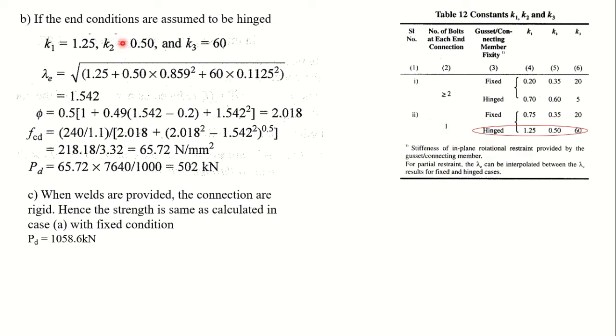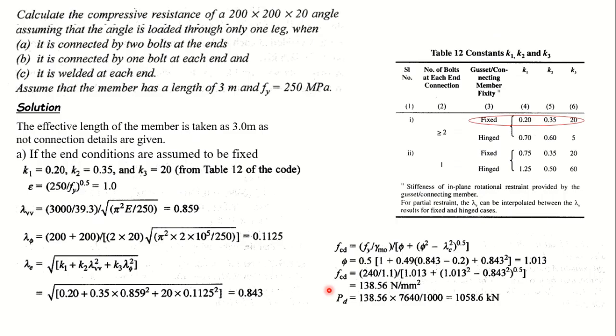So in this case, k1 is 1.25, k2 is 0.5, k3 is 60. And what happens to lambda e? Our lambda vv and lambda phi will remain the same because the section has not changed. They are going to change only in case the properties of the section change, that is rvv, b1, b2 and t. If they are changing, then lambda vv and lambda phi will change, else they will be the same.